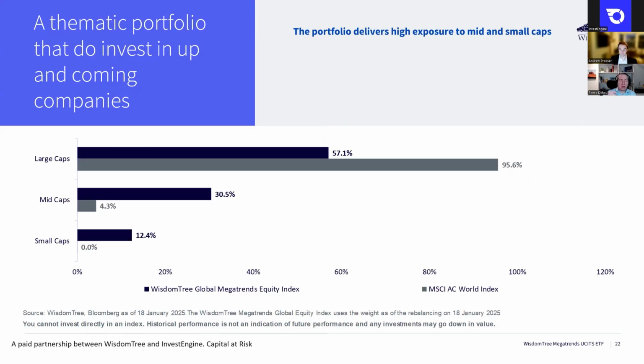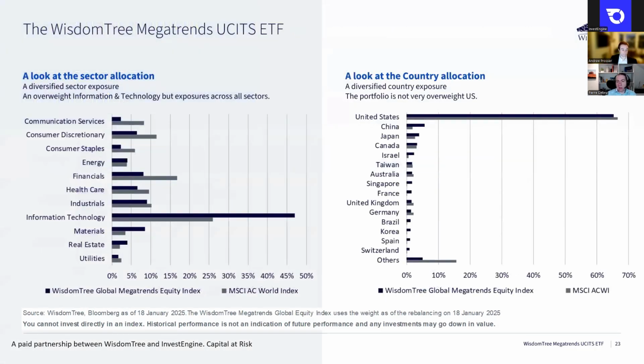If we look at the next slide, you'll see the sector and the country exposure. The most important thing about this slide is just to show that it is a diversified portfolio, right? You have all of the countries, you have all of the sectors. It's not because it's a thematic portfolio that it is all IT or all US, right? It is very diversified. It looks quite similar to a global equity portfolio.